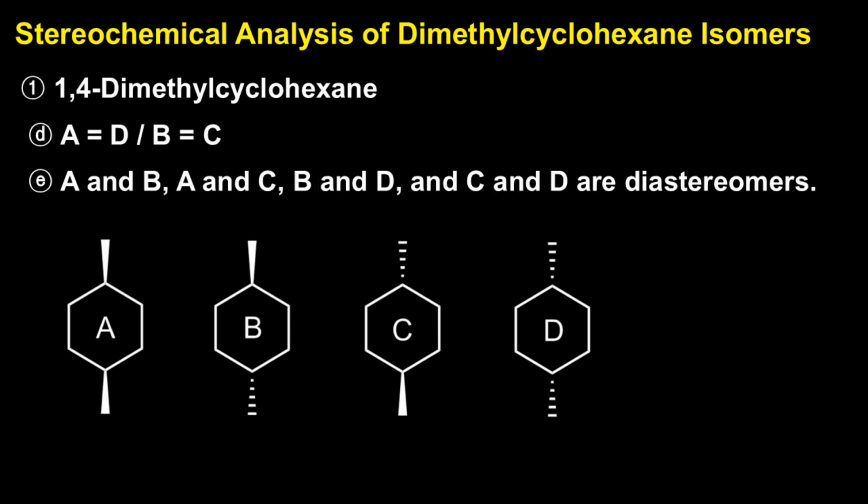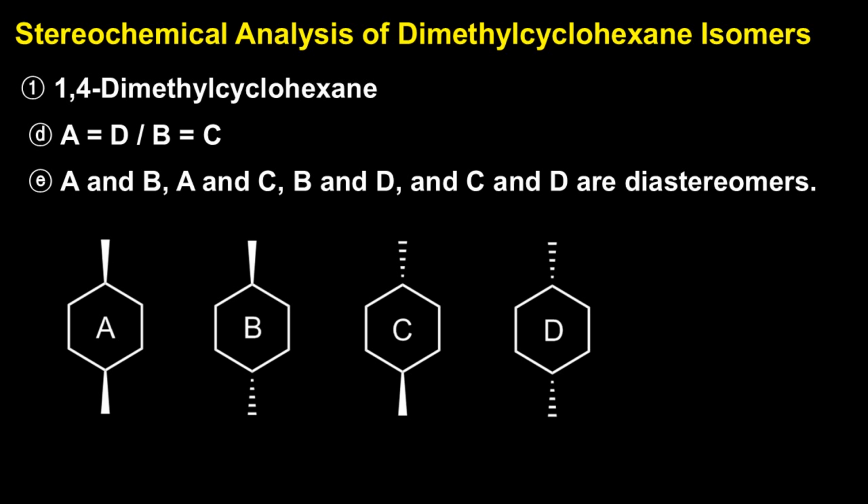Now let's look at how these four structures relate to each other. A and D turn out to be identical, and B and C are identical as well. But when we compare A and B, or A and C, or B and D, or C and D, those are diastereomers. Now you might be wondering, how can they be diastereomers if there aren't any chiral centers? That's a fair question. The answer comes from geometrical isomerism, specifically cis-trans isomers, which fall under the broader category of diastereomers. They're not mirror images, but they have different spatial arrangements, so they're classified as diastereomers.